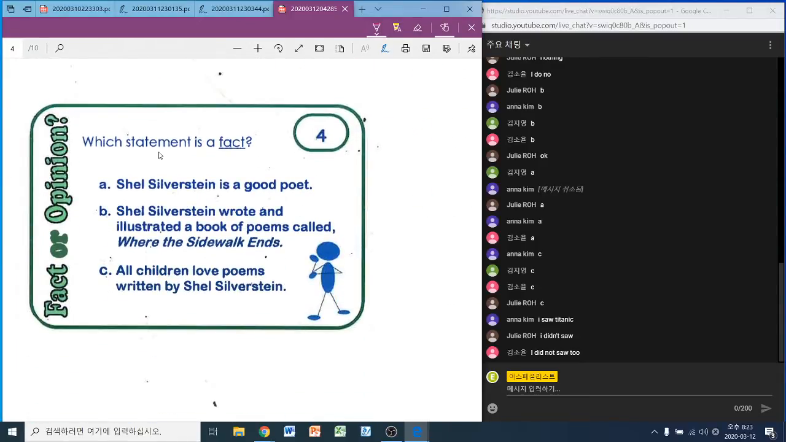Facts and opinions. Which statement is a fact? A. Shel Silverstein is a good poet. Is it Steen or Stein? Silverstein? I think it's Stein, German, right? B. Shel Silverstein wrote and illustrated a book of poems called Where the Sidewalk Ends. C. All children love poems written by Shel Silverstein.